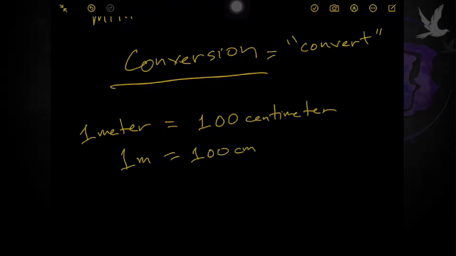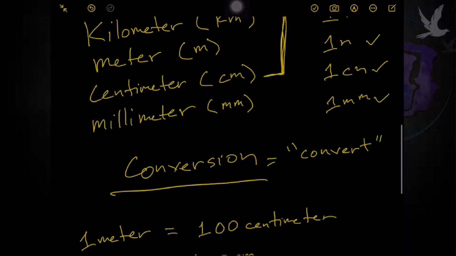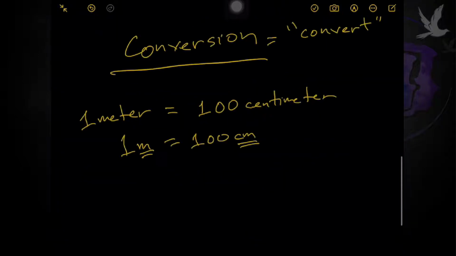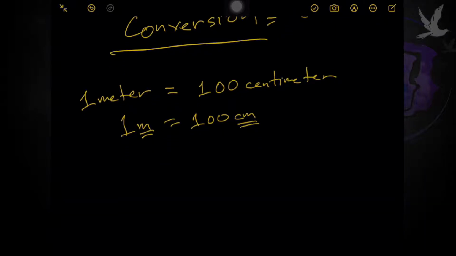In math, we will use the units only, but I'm introducing you to the terms because some may be new to you. Since 1 meter is equivalent to 100 centimeters, whenever we have 2 meters, we also multiply by 2. And if you observe, that's 200 centimeters.